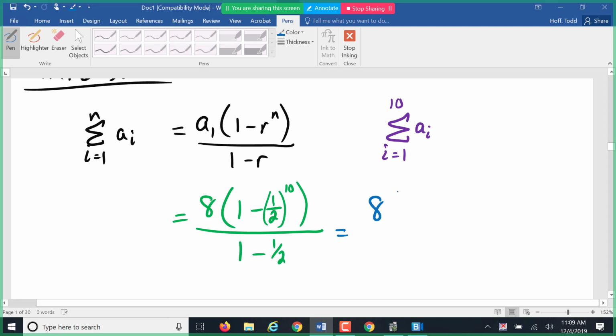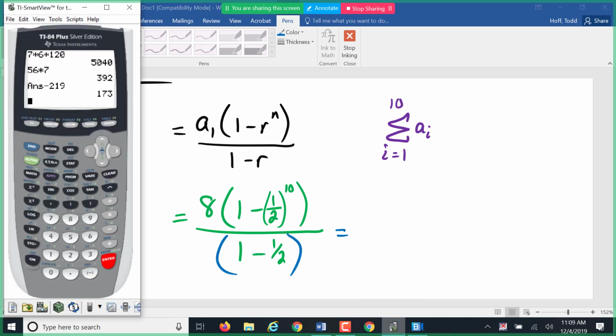So on top, this is 8 times, well, let's just punch this in the calculator. The easiest way to do that is we're going to put this bottom in parentheses. It's going to be 8 times parentheses 1 minus, I'm going to do a parentheses here, 1 divided by 1/2, close parentheses, the power of 10. Arrow to make sure I'm out of the power. Close the parentheses on the numerator. Then I'm going to divide by the denominator. So I'm going to put the denominator in parentheses, 1 minus 1/2, and close the parentheses on the denominator. We get 15.984375.